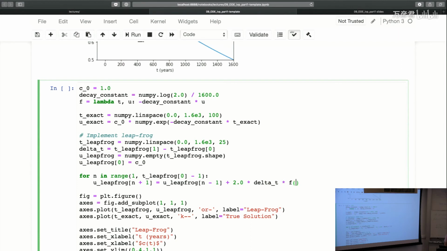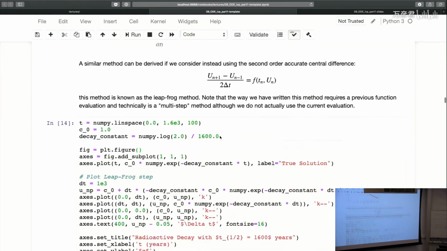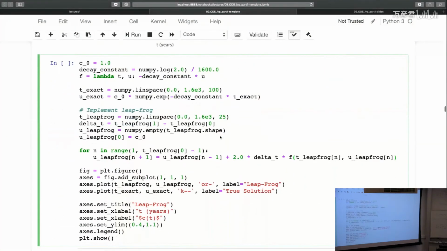So here I've just done that for us. Okay. So that's the update, just based on this formula right here, solving for un plus 1. What's wrong with this? Where am I going to go and get into trouble?